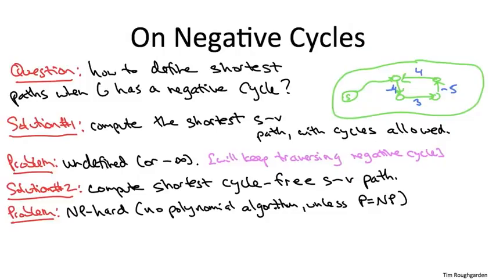So for those of you that are already familiar with NP completeness, it would be an easy exercise to prove that this problem is NP hard. It would just be a reduction from the Hamiltonian path problem. So it seems that we're stuck between a rock and a hard place.